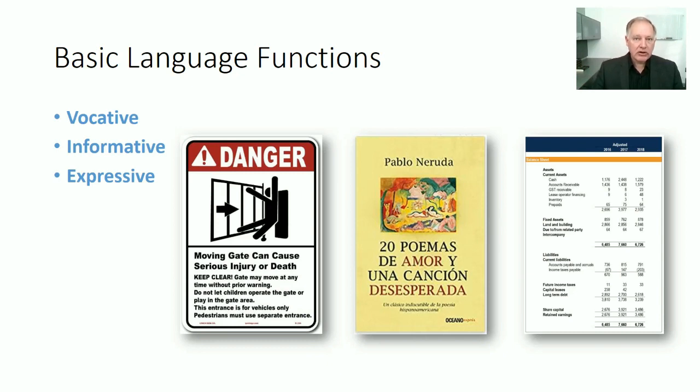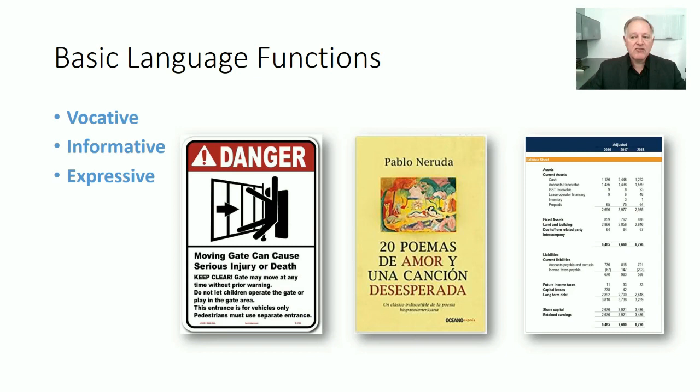So typical of literature, poetry, novels, dramatic texts, essays even, okay, although an essay might also have a strong vocative or persuasive component as well. And then finally, if we look at the image on the right, this is a simplified earnings report, or the balance sheet section of a corporate earnings report. Here, the primary language function is to provide information.